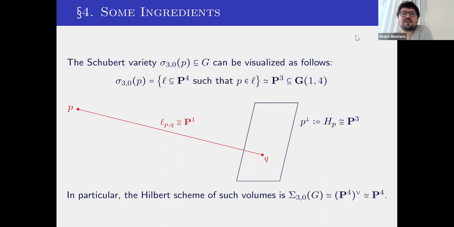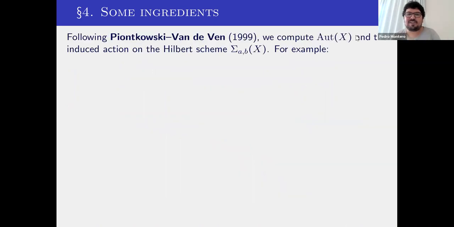In particular, if you want fancy words, the Hilbert scheme parametrizing all such volumes is the same as parametrizing all hyperplanes in P4. This is called P4 dual. So the Hilbert scheme is explicit, and this is not essential for the rest of the talk, but I wanted to tell you because it's funny. We can also compute the automorphism group of these hyperplane sections using results by Piontkowski and Van de Ven, who computed these automorphism groups. But we computed the induced action on the relevant Hilbert schemes.